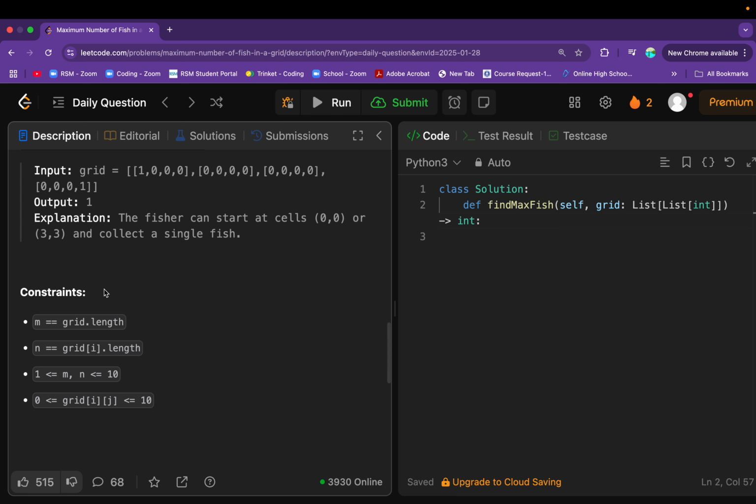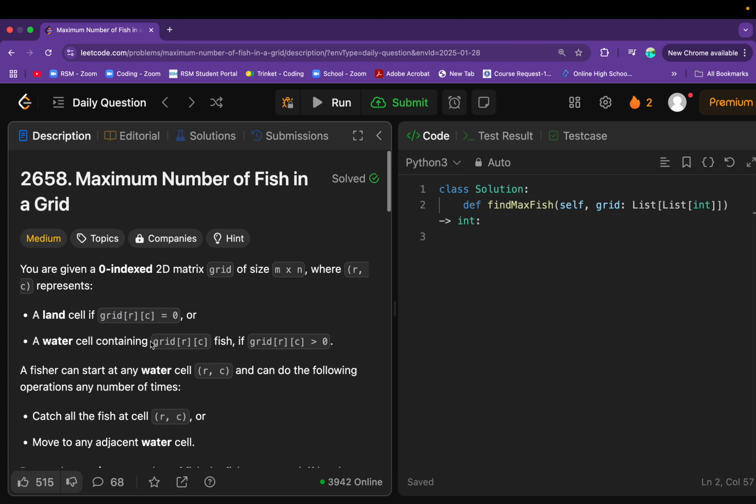And finally, for the constraints here, we see that m and n are the number of rows and columns respectively of the input grid. They're both within 10, and grid[i][j] is also not going to exceed 10 either. So very, very small inputs tell us that we don't have to have the fastest of algorithms, and in this case, we really don't, at least relatively.